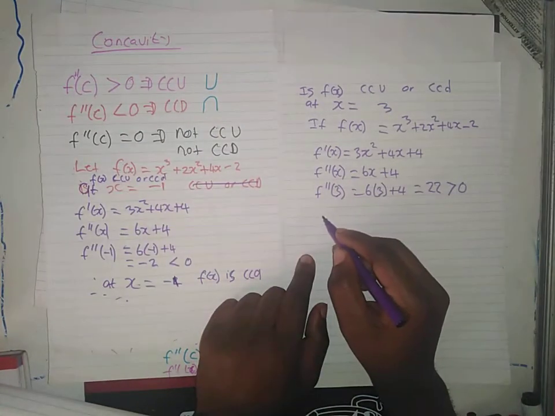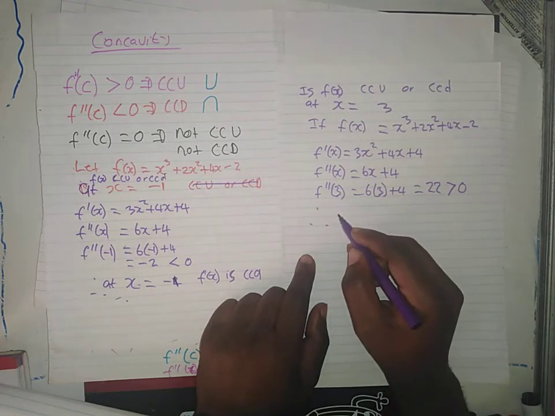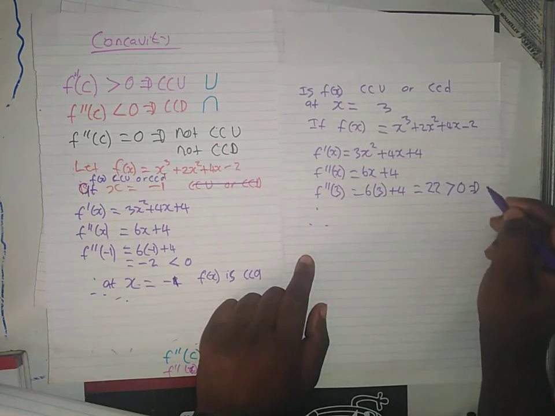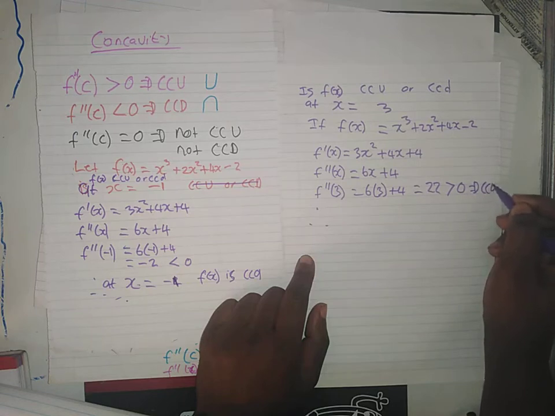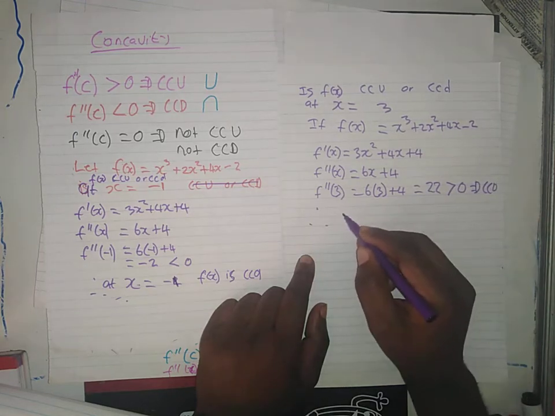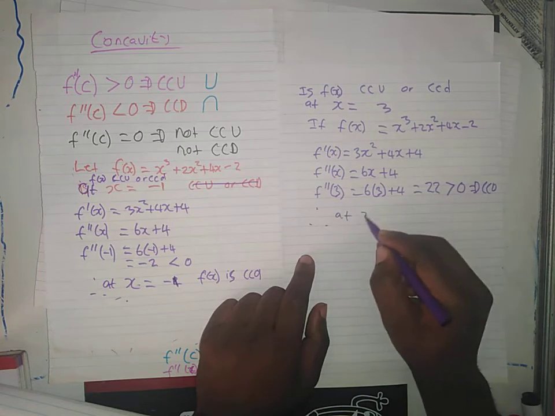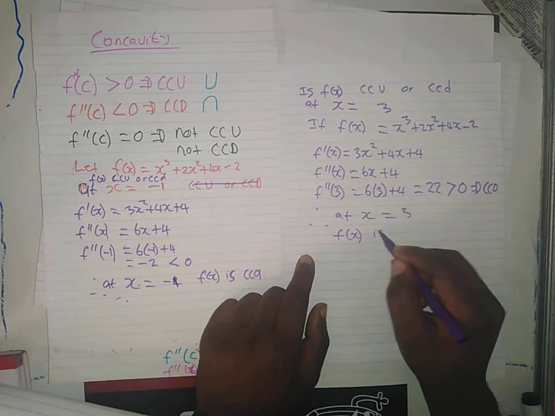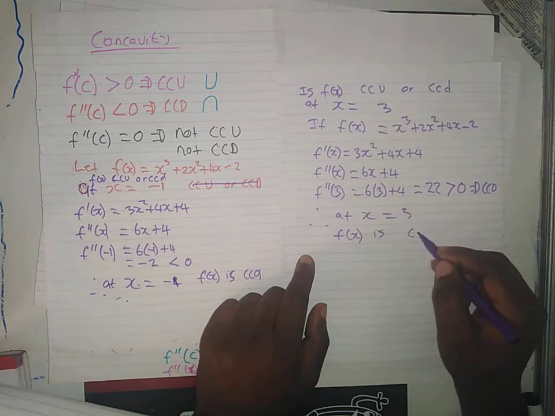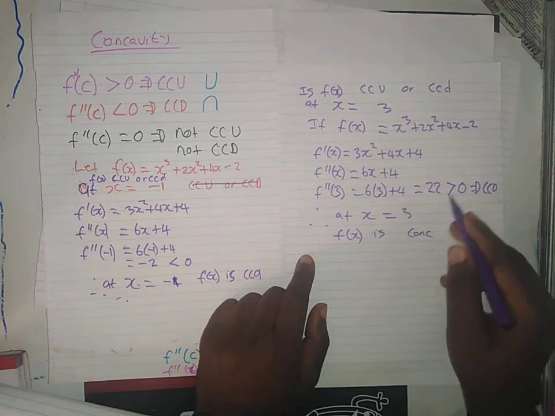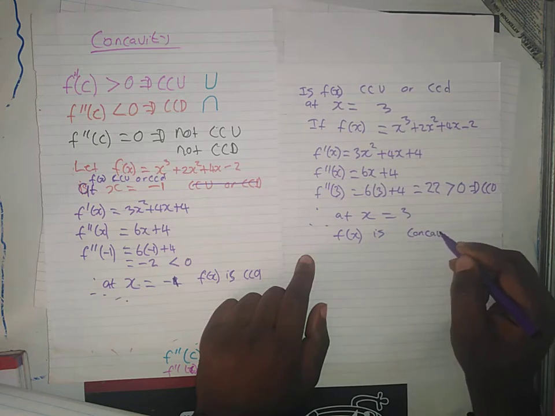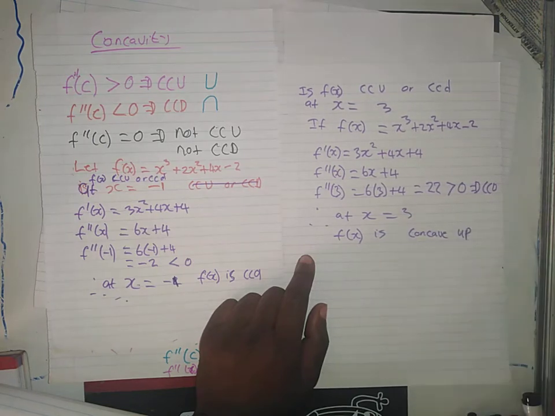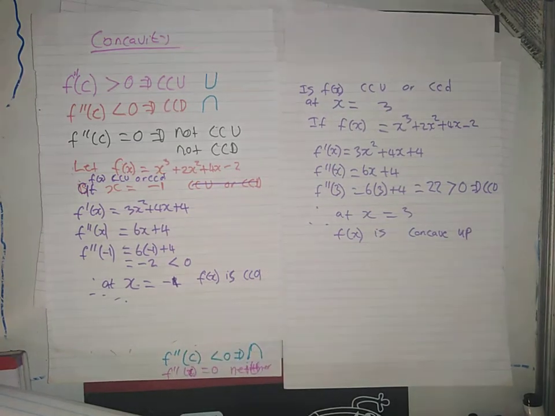So you can say CCU, and therefore at x is equal to 3, f at x is concave up. You must write nicely, don't write like me. That is how you deal with the issues of concavity.